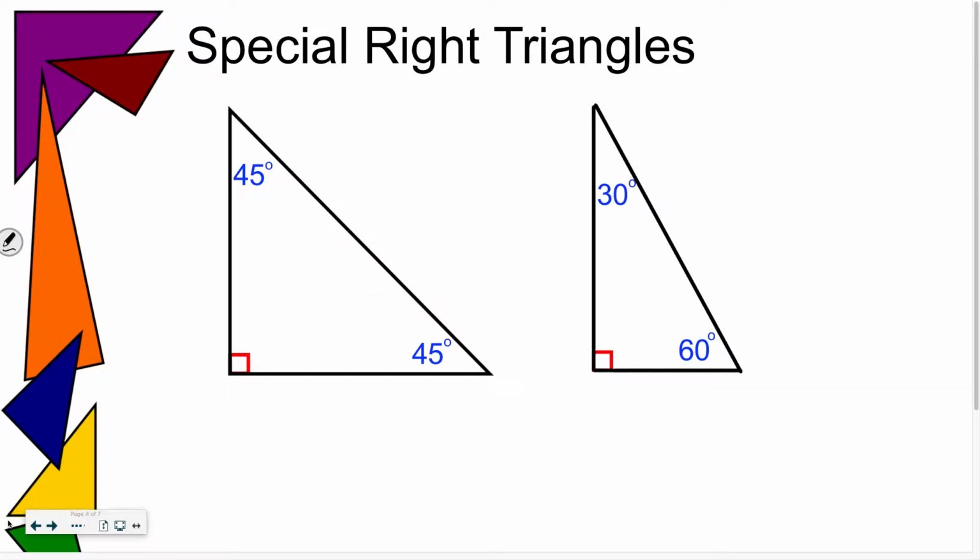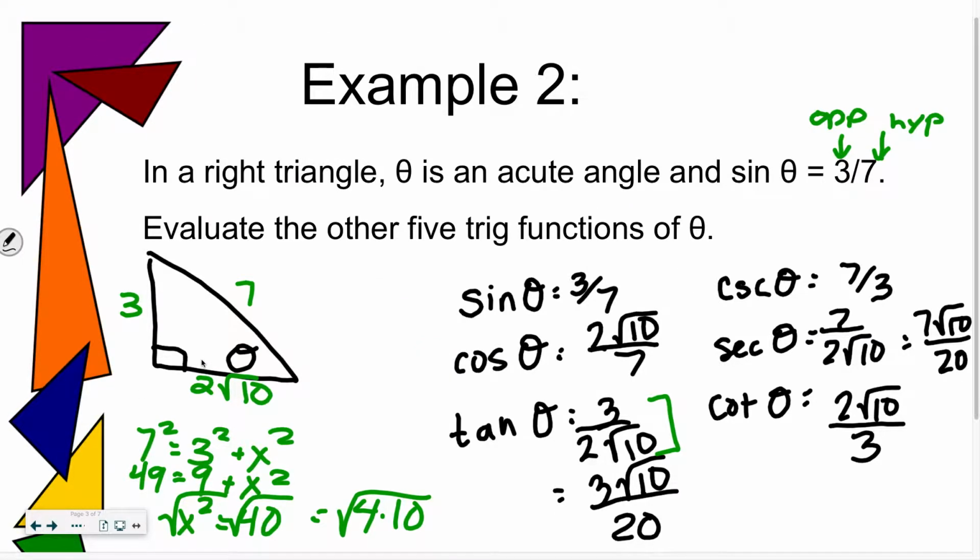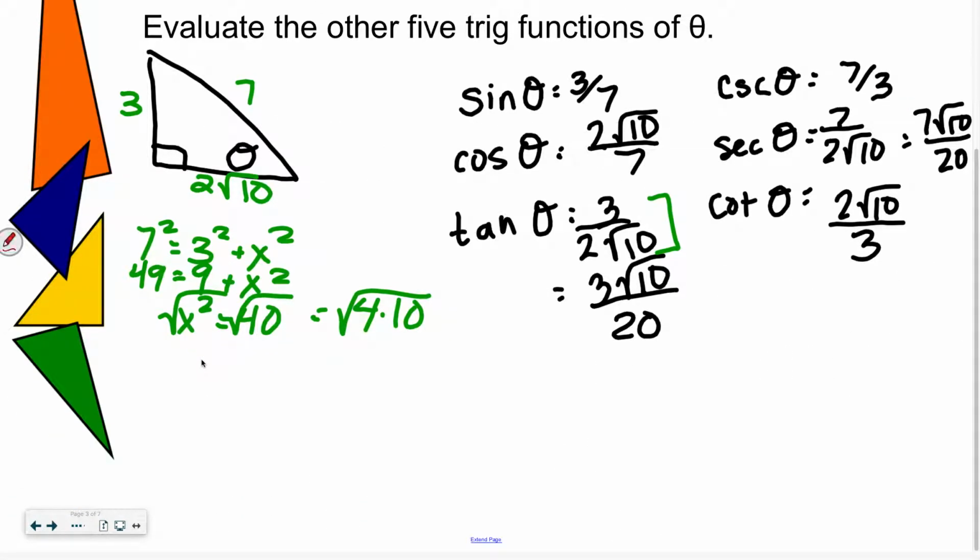Which one's the opposite side? I think you switched it. Here's my theta. Does your triangle look just like mine? Here's my theta, and this is my hypotenuse because it's opposite the right angle. When you're looking for your opposite side, it's whatever side you intercept when you open up the angle. So 3 is opposite. The side that makes the angle with the hypotenuse, that's your adjacent side.